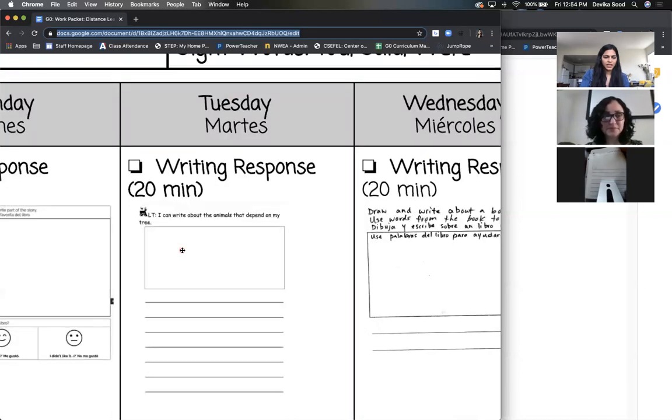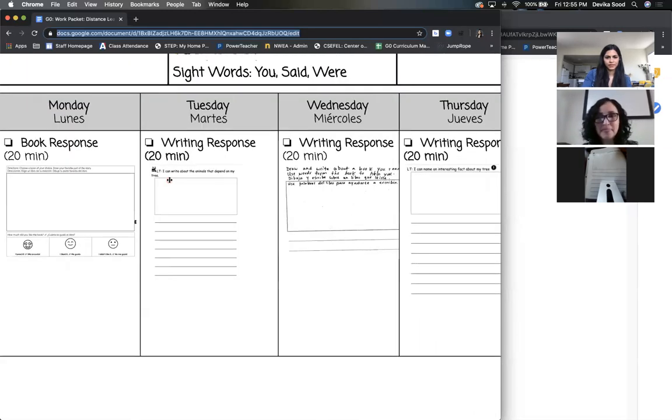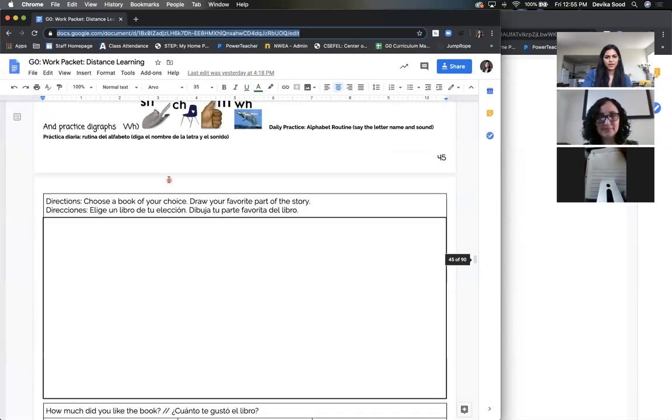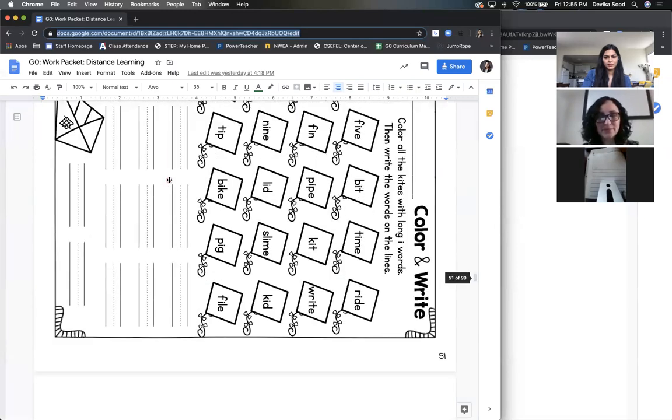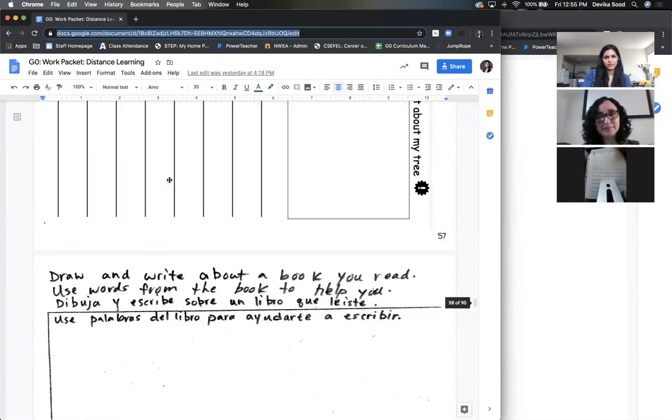On Tuesday, the writing page says, I can write about the animals that depend on my tree. El martes, la hoja de escritura dice, yo puedo escribir acerca de los animales que dependen de mi árbol. So that page is right here in the packet. Y usted va a encontrar esa página ahí en el paquete.